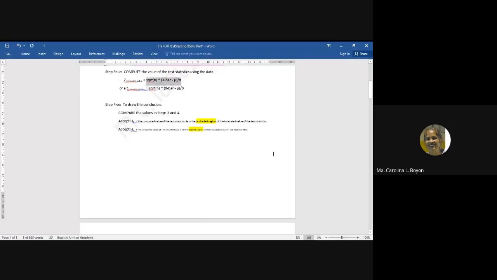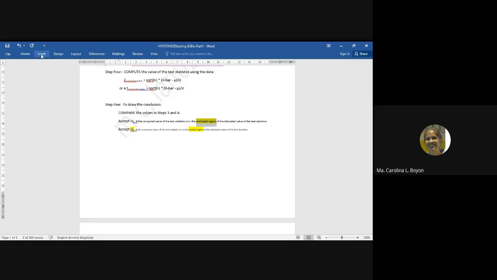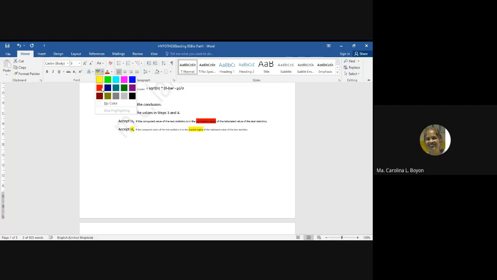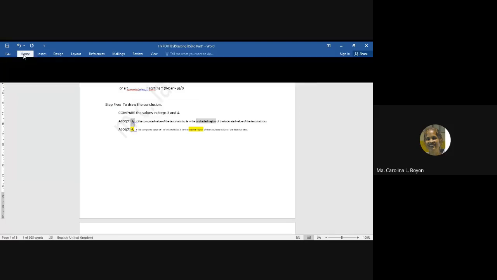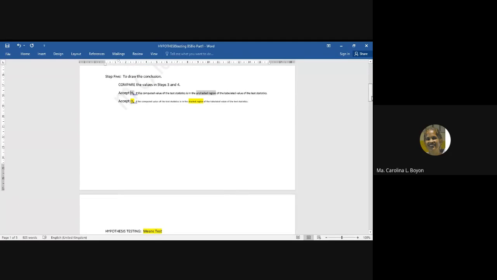Okay. So the mnemonic device that you will have to refer to would be: you accept H sub 0 when the test statistics that you generated in step 4 is in the unshaded region, and you accept the alternative hypothesis if it is in the shaded region. So if we make this more friendly, let's color code. H0 for unshaded, HA for the shaded region.